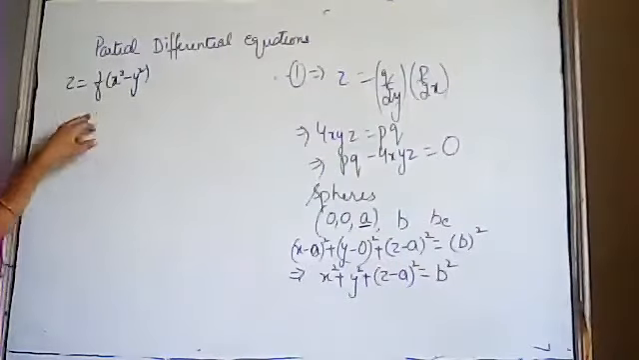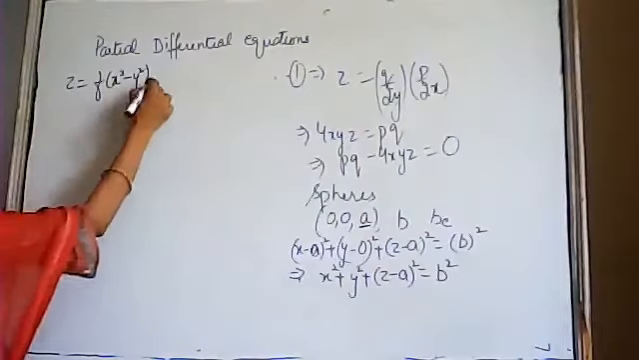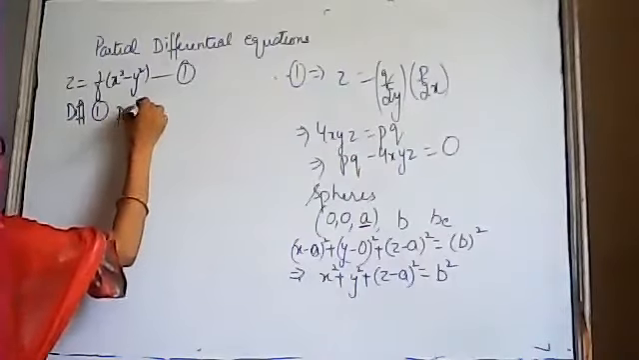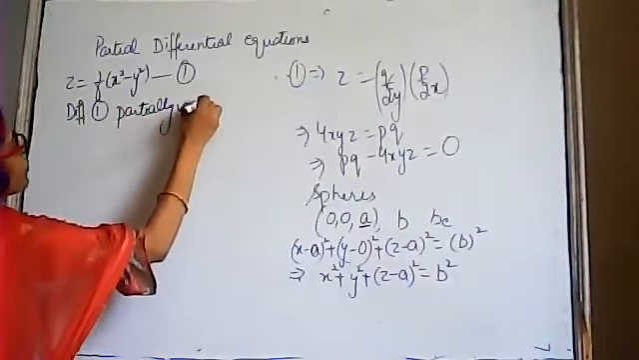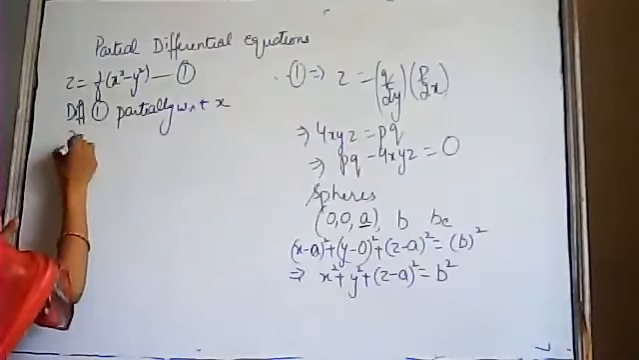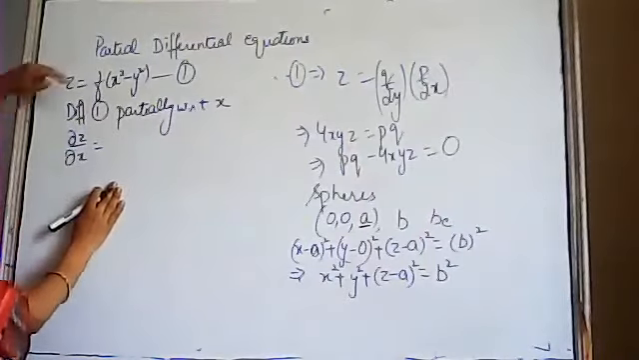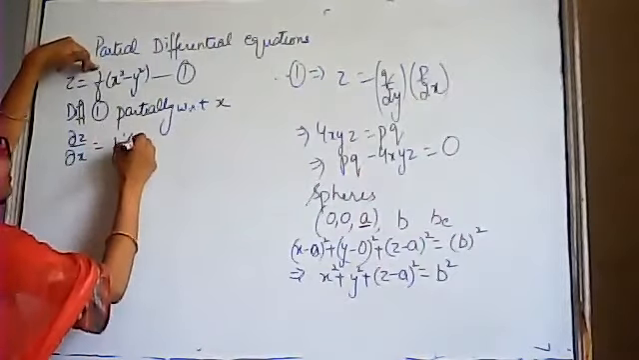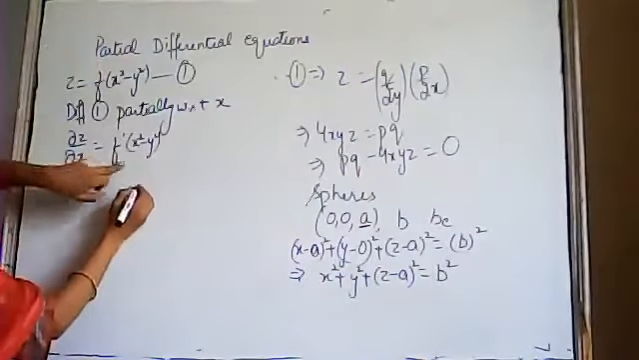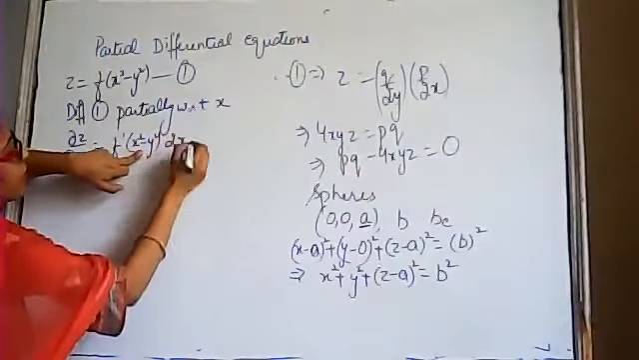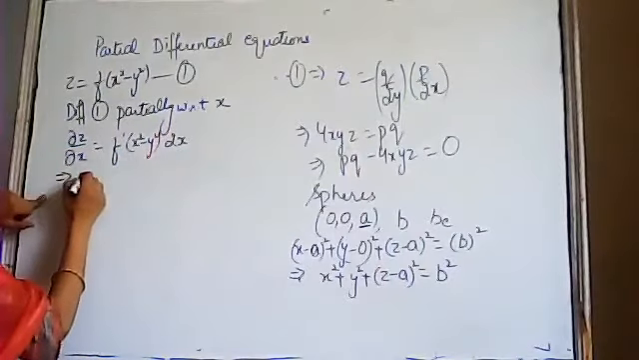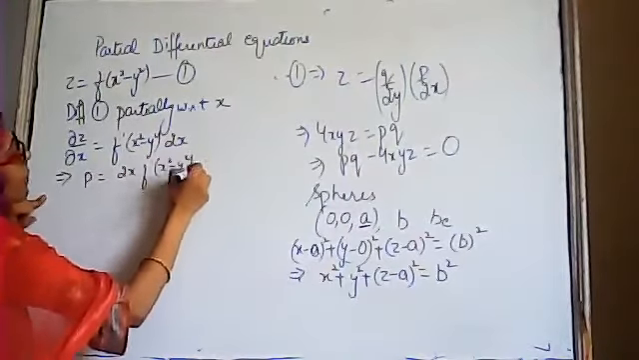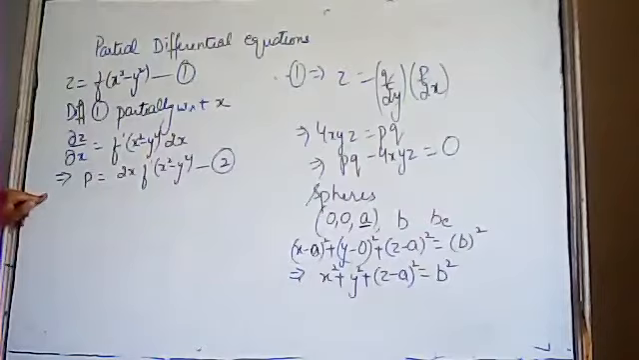So this is our equation. It is having some function also. First of all, differentiate equation number 1 partially with respect to x. We will get curly z upon curly x is equals to. Now we are differentiating the function. First of all, differentiation of function will be f dash, and inside the term will remain as it is. After that, differentiation of this function will be 2x. So we can write it as p is equals to 2x into f dash x square minus y square. Let it be equation number 2.